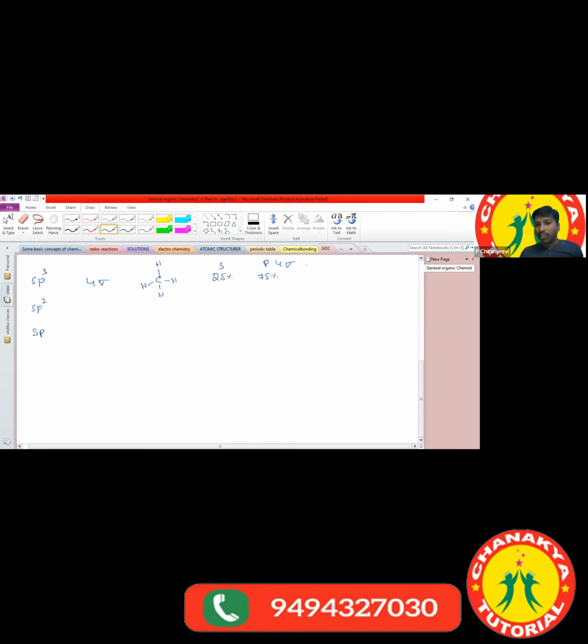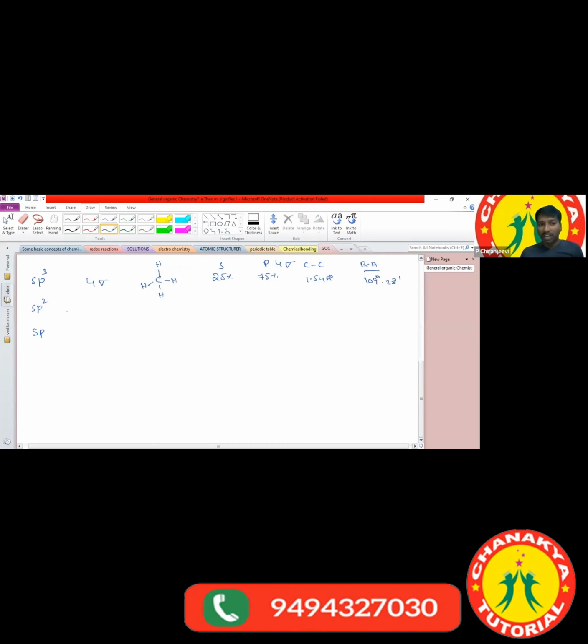In this one, what is the bond length? The carbon-carbon bond length is 1.54 Angstrom units. And the bond angle between the carbons is 109 degrees 28 minutes.